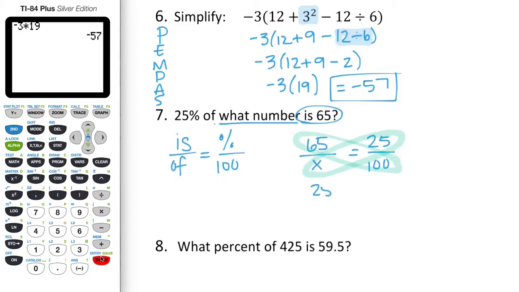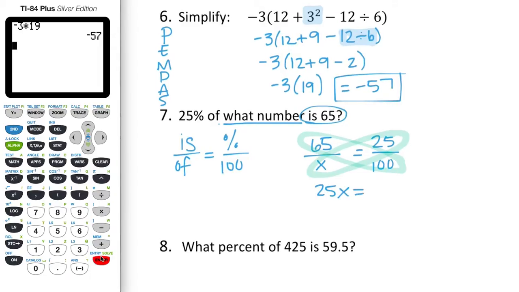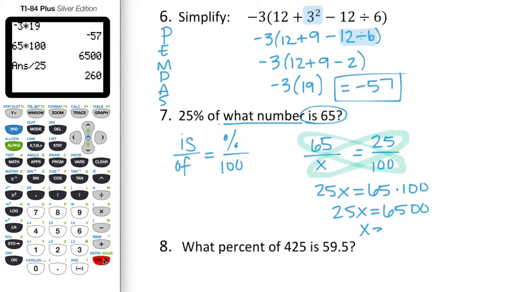So we have these two and these two. So we'll have 25x equals 65 times 100. 65 times 100 is going to give us 6,500. And then we're going to divide that by 25, and that gives us 260. So x equals 260.